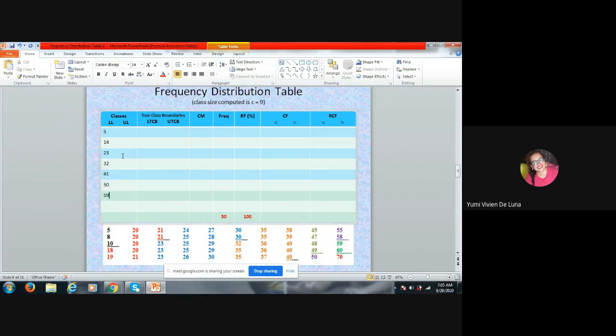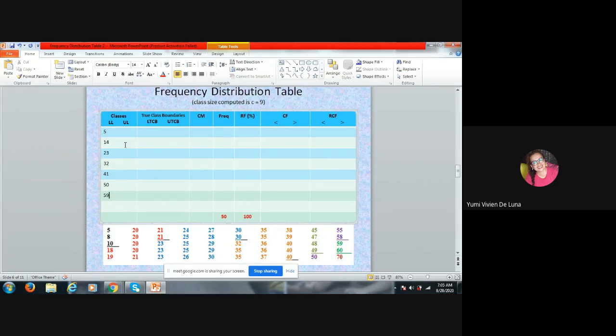Ayan. So bakit tayo nag-stop dito sa 59? So notice you have 1, 2, 3, 4, 5, 6, 7 na classes or rows. Bakit 7 na classes? Kasi po yung na-compute natin na number of classes, yun K is 7. So we stop at 7.